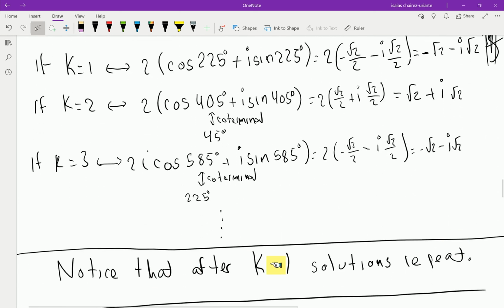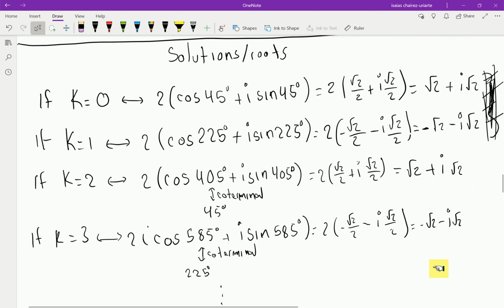So notice that after k=1, solutions repeat. The reason why I have this doodle over here is because these are really the only two answers. So there were two square roots. That's it, we have found the square roots of our complex number. This is one of them. This is another one right here.